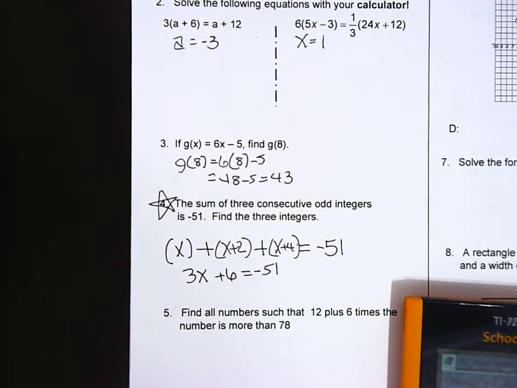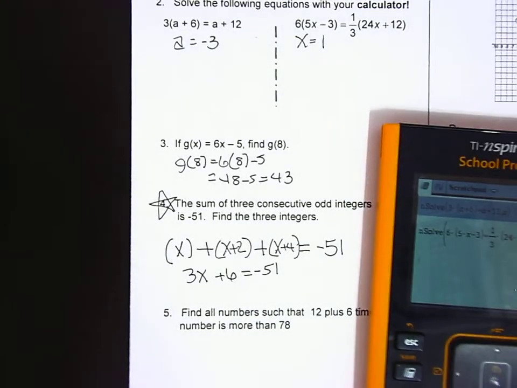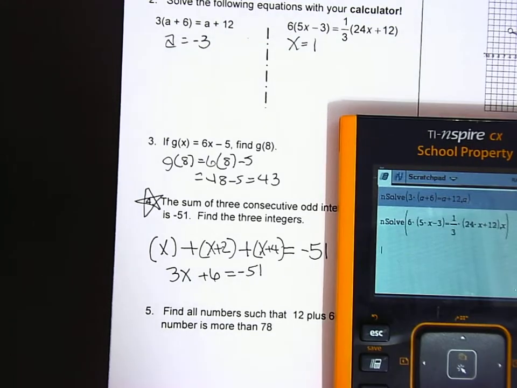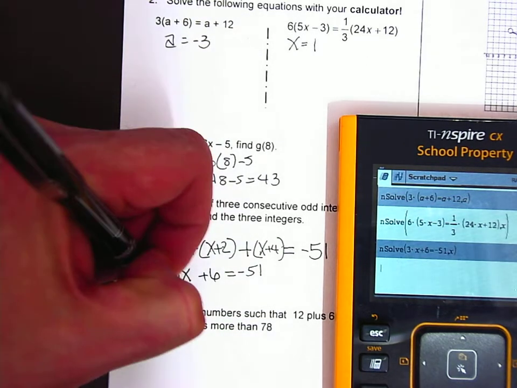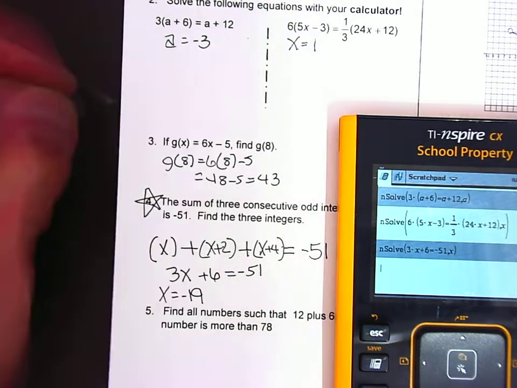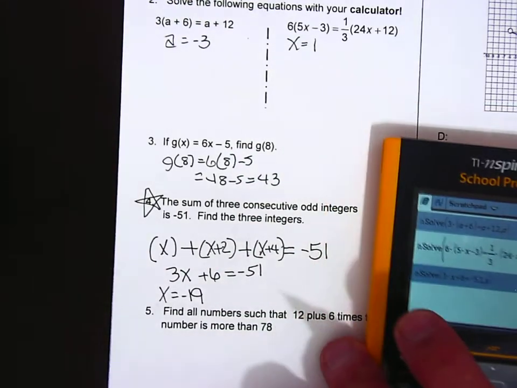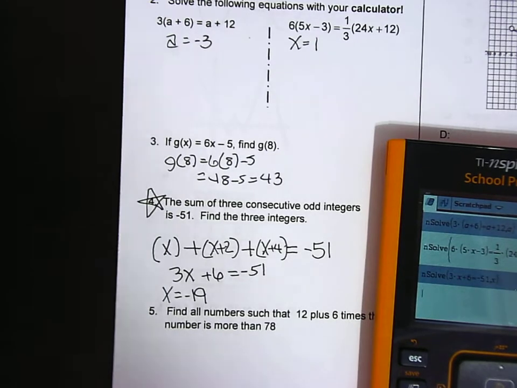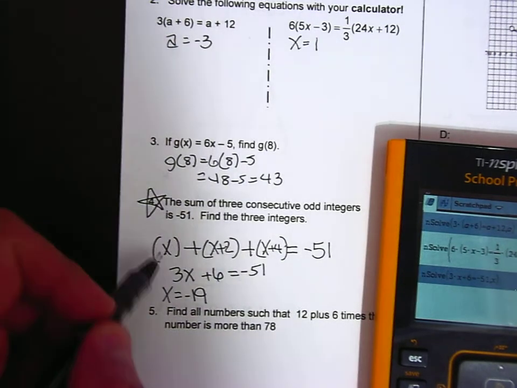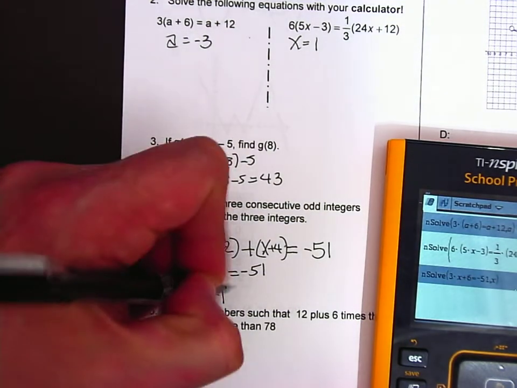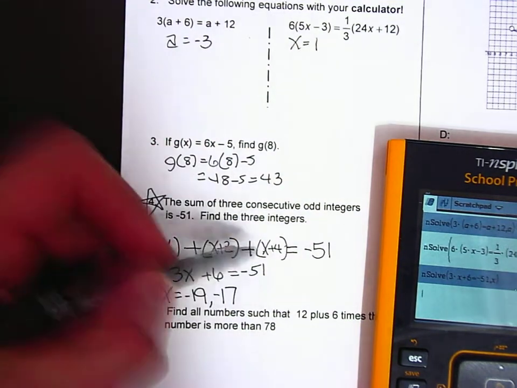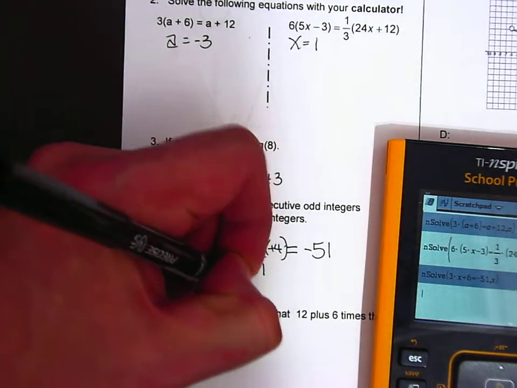So now I can just nsolve this to make it a little faster. I'll do menu 3, 1, and I have 3x plus 6 equals -51, comma x, because that's what I'm looking for, and it gives me x equals negative 19. However, the question asks to find the three integers. So that's just the first one. That's our x. If you add 2 more to negative 19, you get negative 17. And if you add 4 to negative 19, you get negative 15.